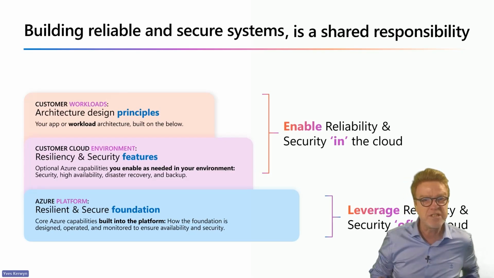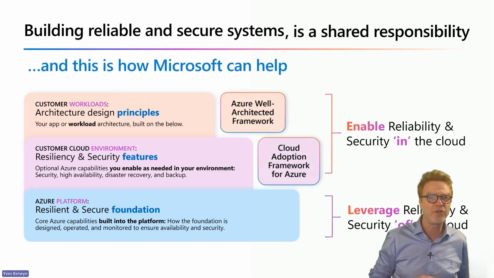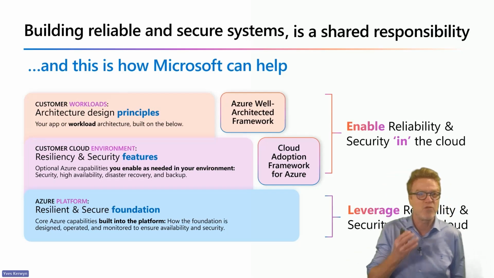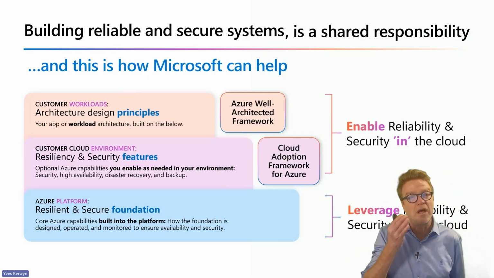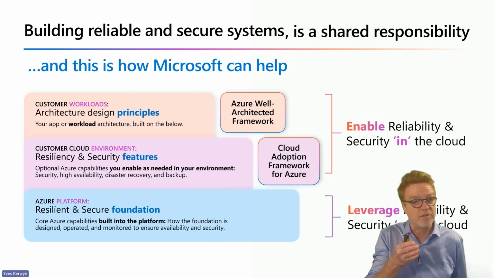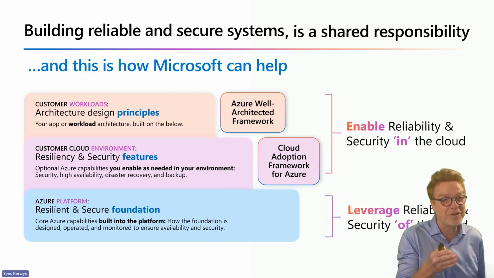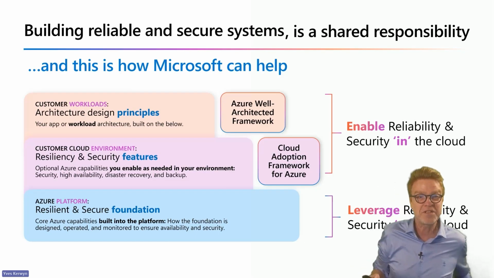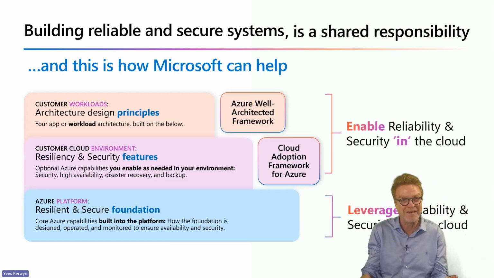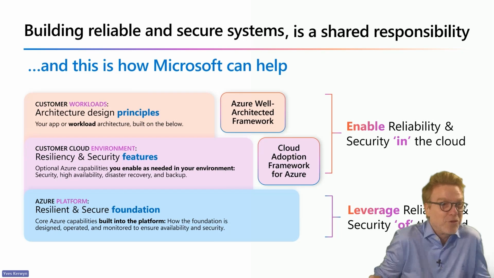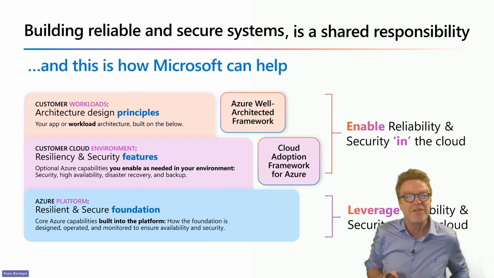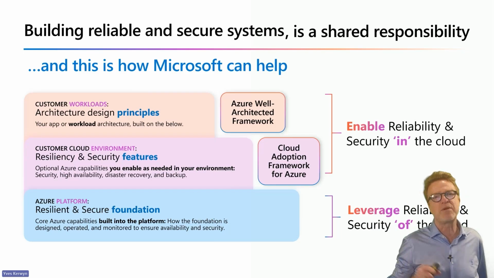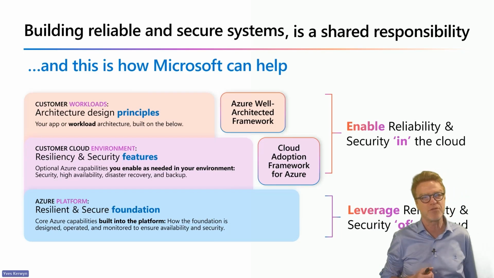And you have two levels there. The first one, in the middle, is the Cloud Adoption Framework, which is really about enabling features related to security, high availability, disaster recovery, backup, things that are there for you to use. If you don't use them, well, you don't use them, but you will probably need them anyway to come to a sound solution. And that's what we will be discussing as part of the Cloud Adoption Framework.